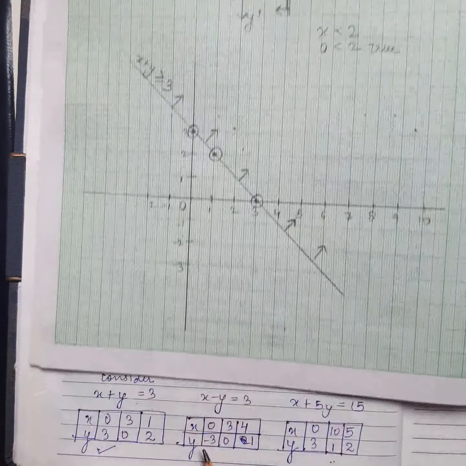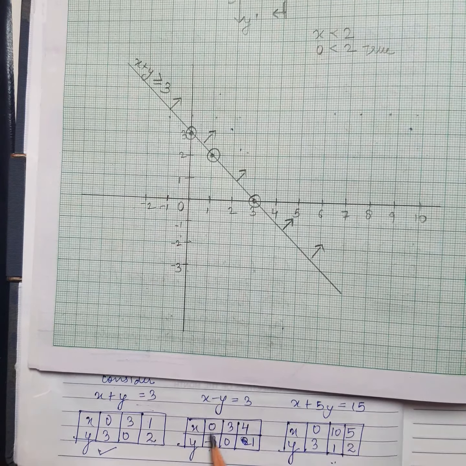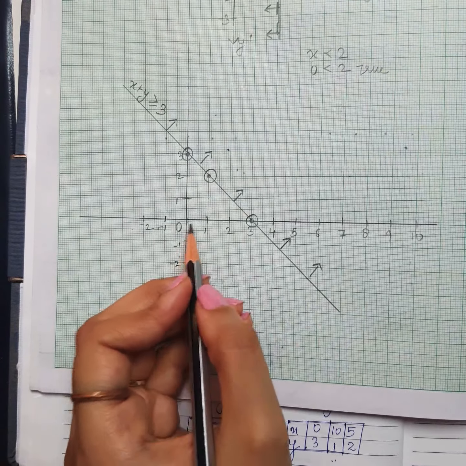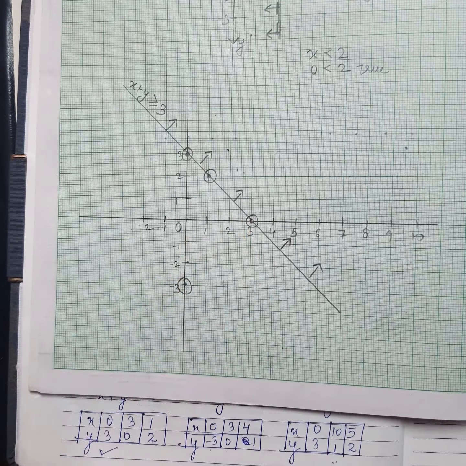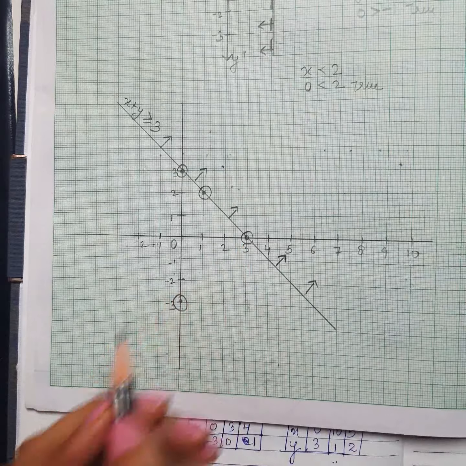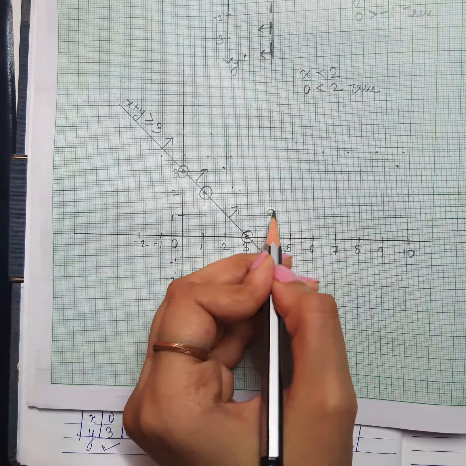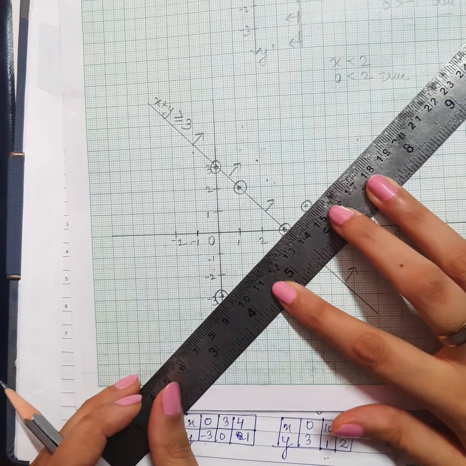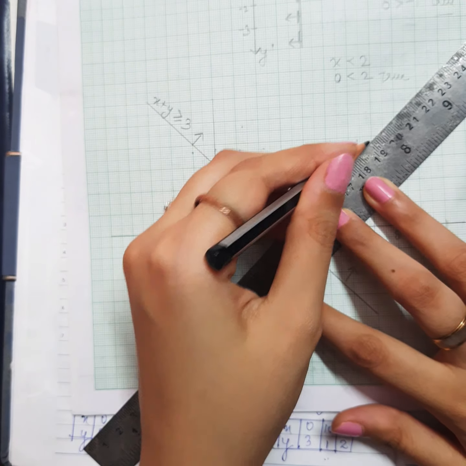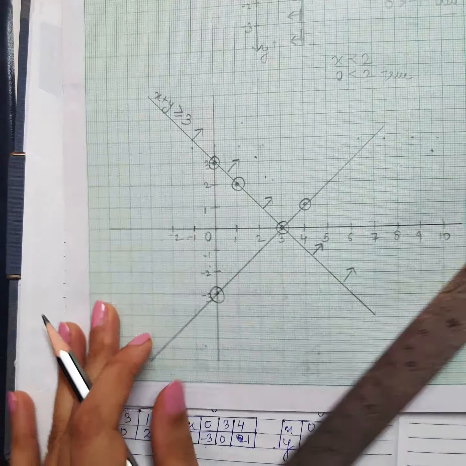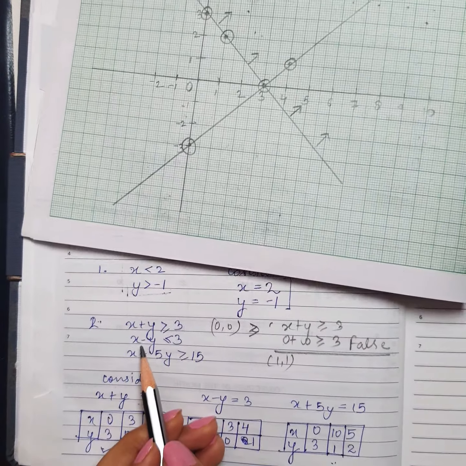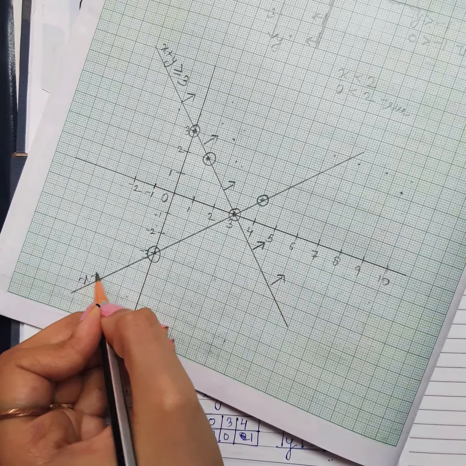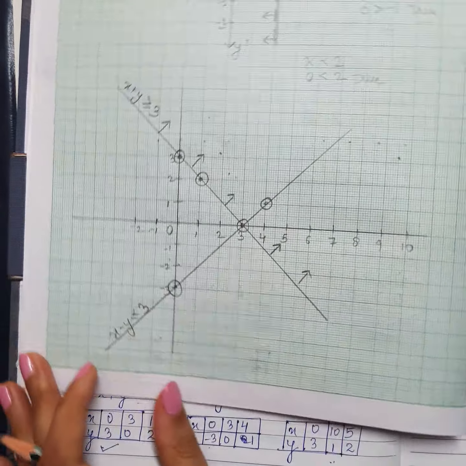Now let us come to the next line's points. (0, minus 3), (3, 0) will be here only, and (4, 1). So these are the 3 points. Let us join them. Always join using a scale. And the inequation is x minus y less than equal to 3. So x minus y less than equal to 3.